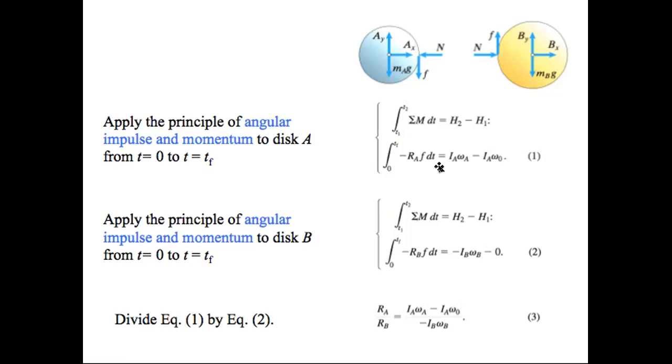And also for omega, the rotation of the disk is counterclockwise. For this reason, omega A is counterclockwise and positive, minus the initial angular velocity of disk A times the moment of inertia of disk A. The initial angular velocity of disk A is omega 0 and the rotation is counterclockwise. For this reason, this term is positive.